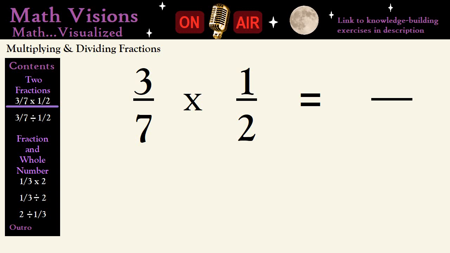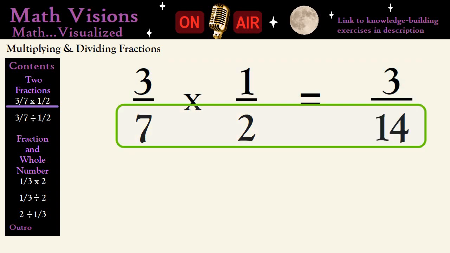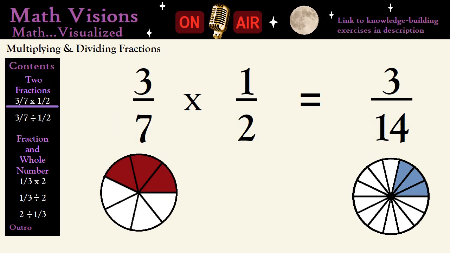Let's multiply 3/7 by 1/2. We simply multiply the numerators by each other and put the answer on the top of our new fraction. Then we multiply the denominators by each other and put this answer on the bottom of our new fraction. If you look at our visualization, you'll see that 3/14 is indeed 1/2 of 3/7 based on the shaded area.